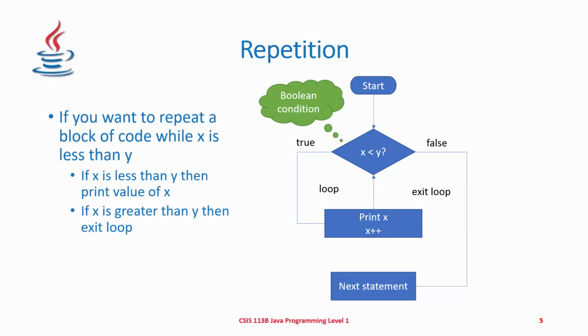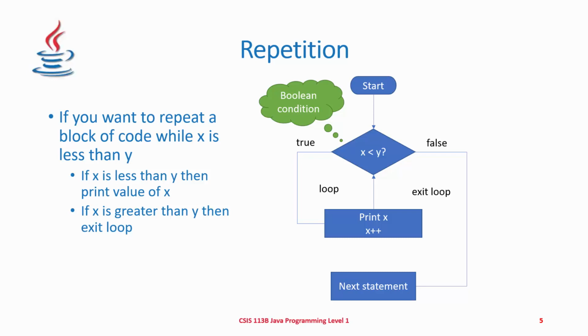So if you look carefully at the graphic there, you can see after the start, we have our Boolean condition where we're checking x to see if it's less than y. So we've already declared and initialized both of those variables. So as long as x is less than y, which would be true, then we continue the loop, which is we print x, we'll increment x in this case. So two statements there, printing x and then incrementing x.